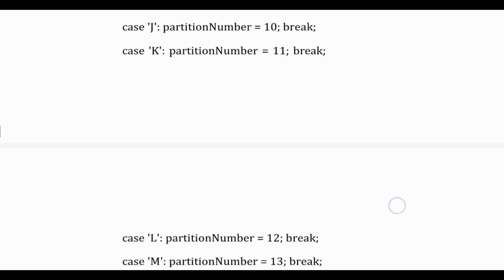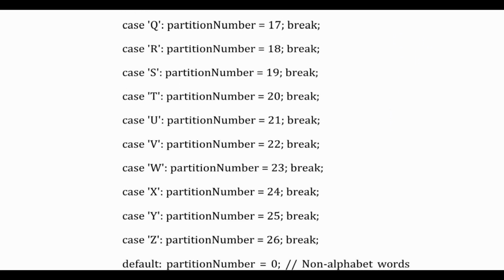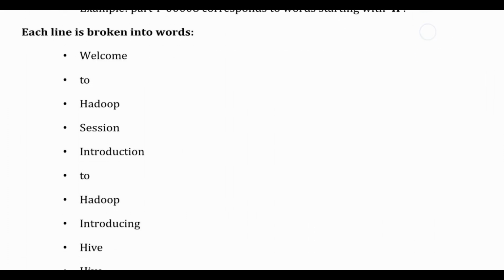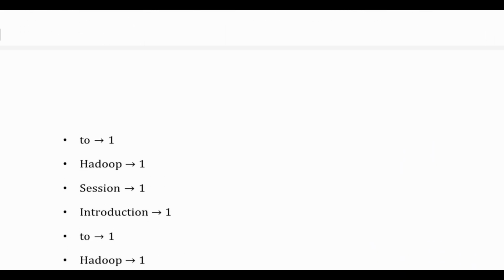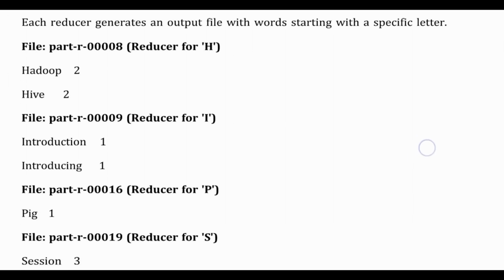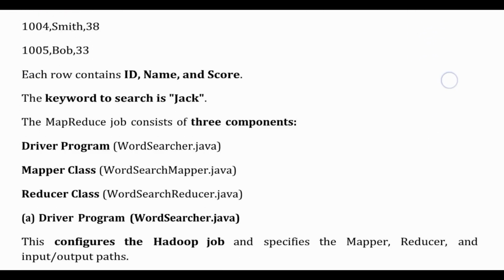Searching, sorting, and compression. Searching: Hadoop can filter large data sets efficiently. Sorting: keys are automatically sorted before reaching the reducer. Compression: reduces storage space and speeds up data transfer between nodes.